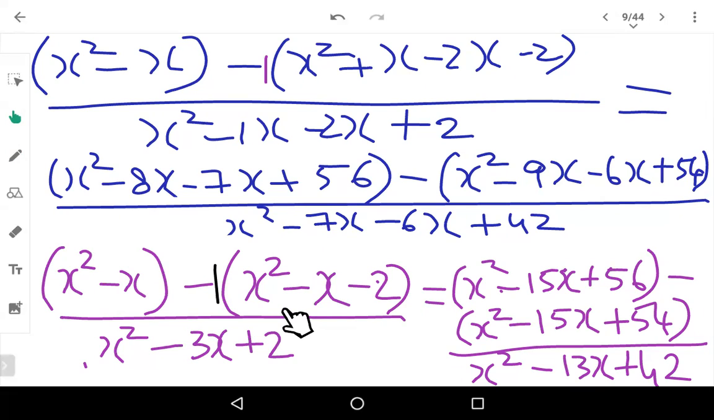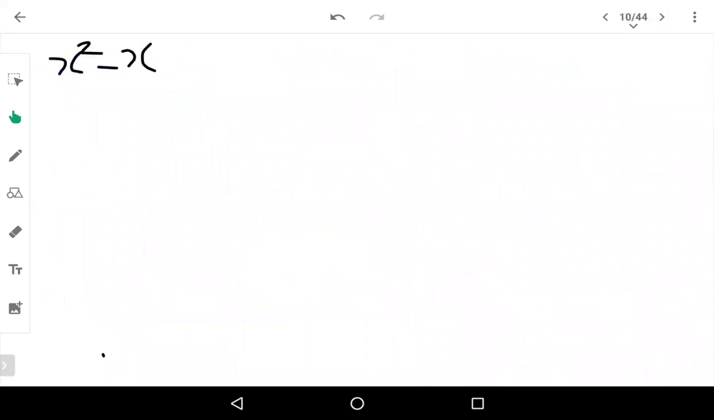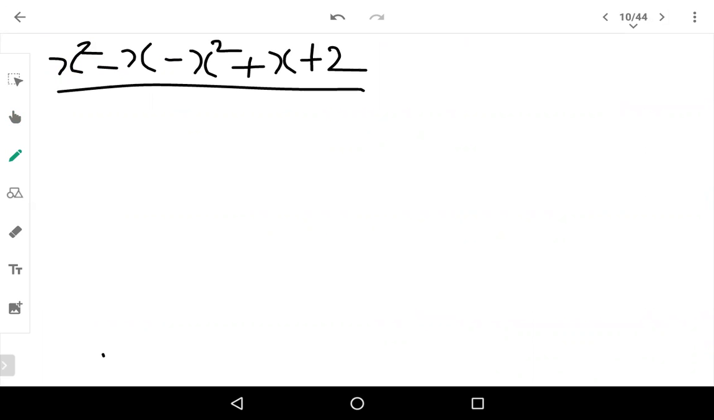Then minus 1 into minus 2 will give me 2. Minus into minus is plus. Okay, so what will be my expression? Minus x square plus x plus 2. That will be my numerator. And in the denominator, x square minus 3x plus 2 will remain as it is. Okay, so this is your left hand side of the expression.